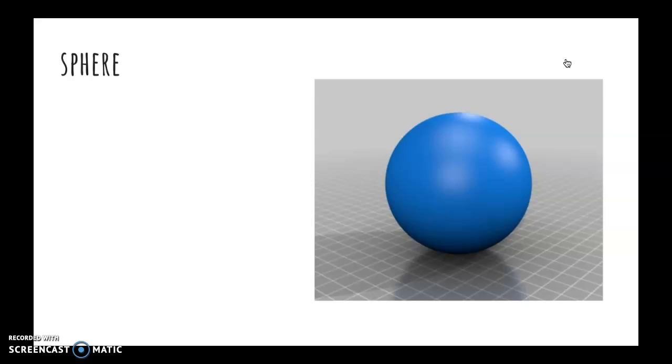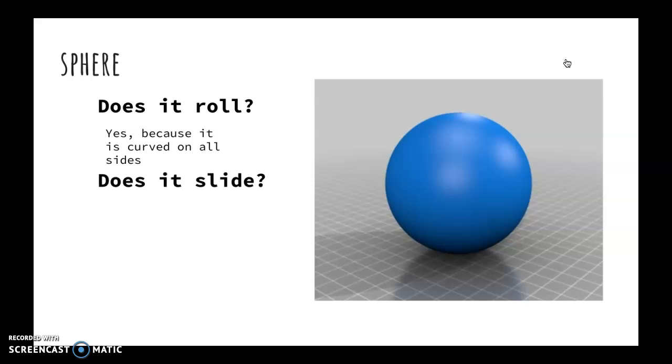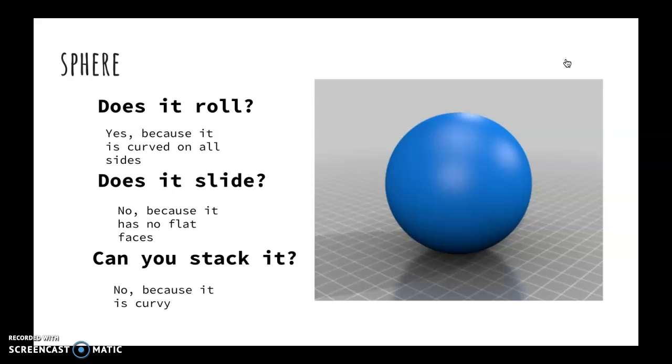Moving on to the next one, and we have a sphere. So we're going to ask those same questions as we did before with the cube. Does it roll? Yes, because it is curved on all sides. Does it slide? No, because it has no flat faces. Can you stack it? No, because it is curvy.